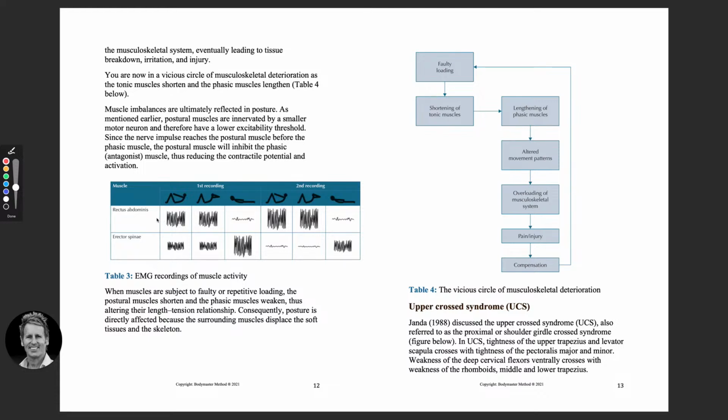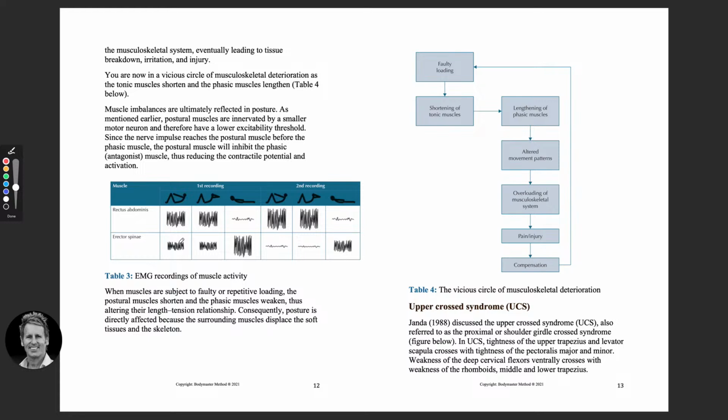What Janda did was he used an EMG, placed it onto the rectus abdominis, and asked the patient to do a sit-up. And you can see there is a contraction of the rectus abdominis here. But what should happen is that the opposite muscle, the erector spinae, should switch off. So for instance, if you pick up a cup of coffee, the biceps is contracting, but the triceps should relax.